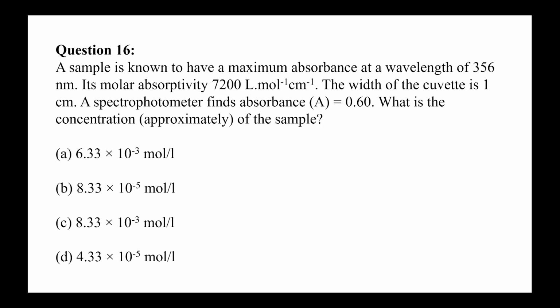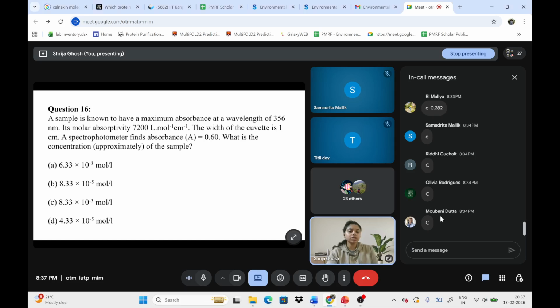So the absorbance is given, the width of the cuvette is given, the molar absorptivity is given. You have to calculate the approximate concentration of the sample. So the equation that you have to use is the Beer-Lambert's law equation. If you know the equation, solve it and write your answers in the chat box. I'll wait for people to answer and then I'll discuss. I'll tell you what the Beer-Lambert law is.